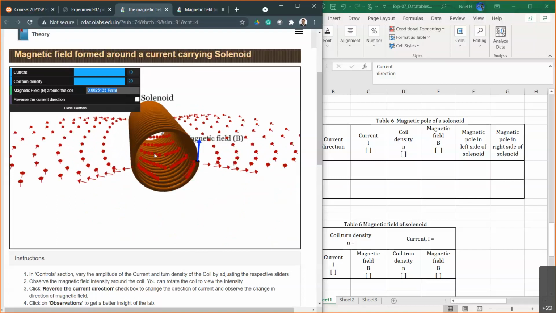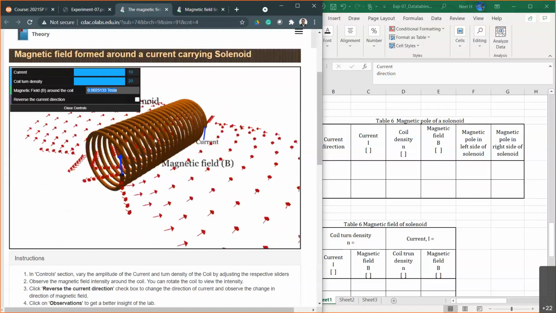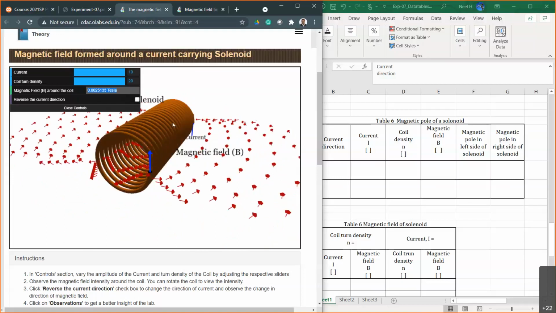Because of that, I have a really huge magnetic field inside. But outside, the magnetic field lines are separated by large distances, so at each particular point the magnetic field strength is very small outside. So we're interested only in the magnetic field inside the coil, okay?